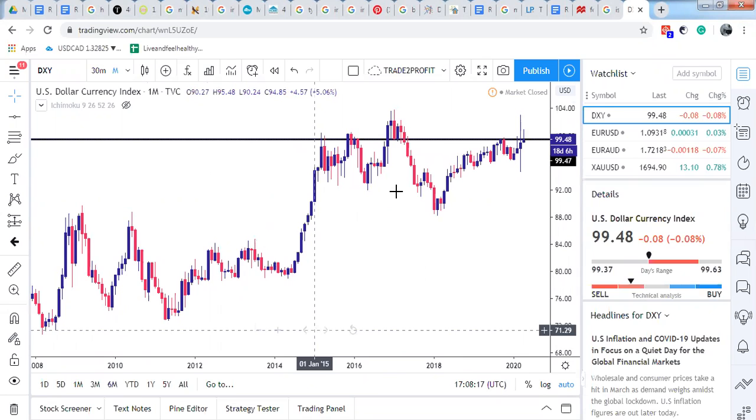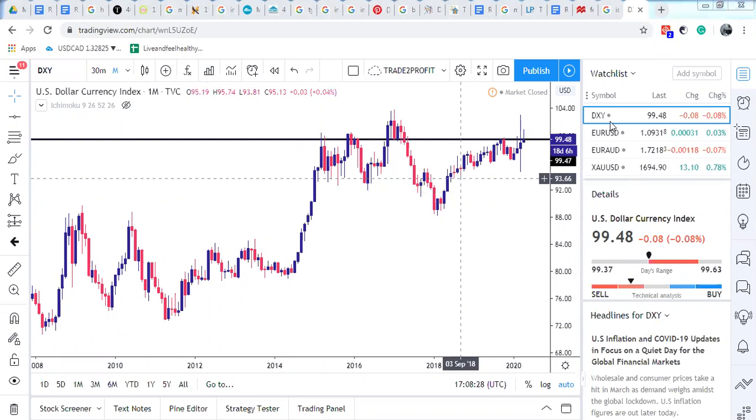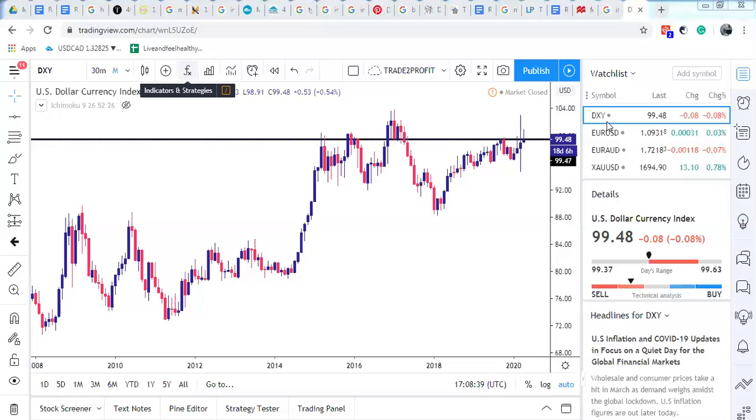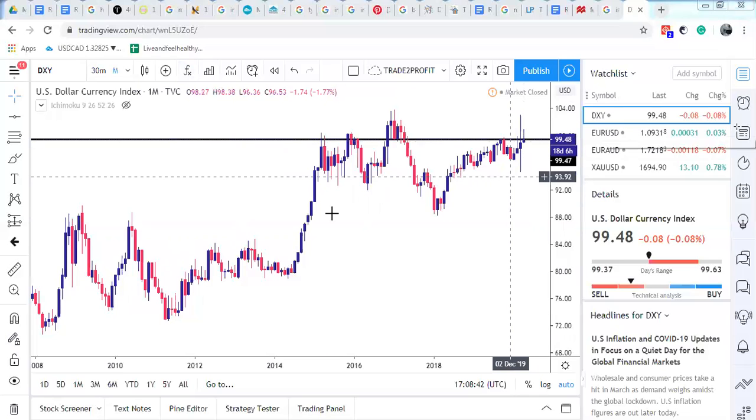So if the DXY is bearish, it means the Euro Dollar would be bullish. So dollar, generally speaking, on the monthly time frame, if you drop down to a lower time frame, it's just for you to look for entries. Dollar, technically speaking, is still bearish. So we're still expecting the dollar to be bearish.